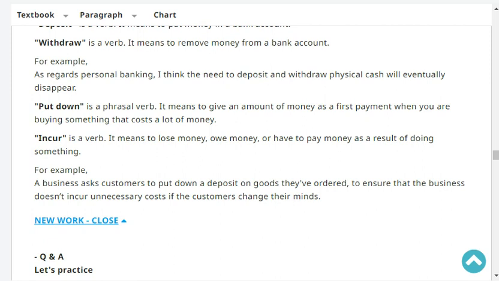Incur is a verb. It means to lose money or owe money, or have to pay more as a result of doing something. For example, a business asks customers to put down a deposit on goods they ordered to ensure that the business doesn't incur unnecessary cost if the customer changed their mind and cancels.